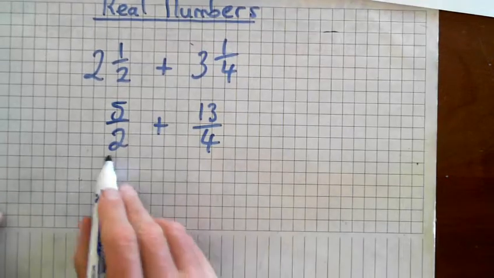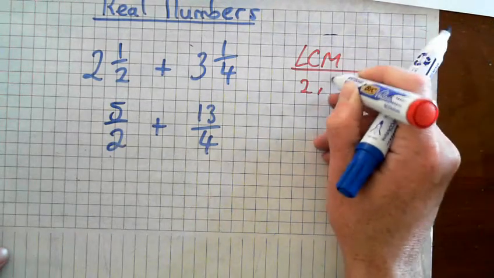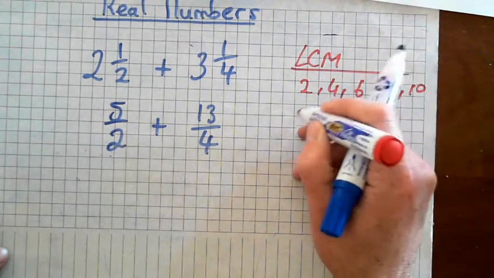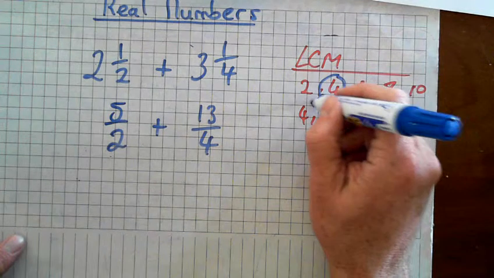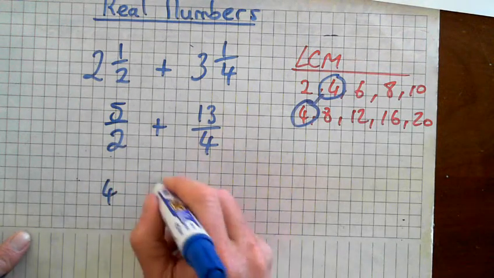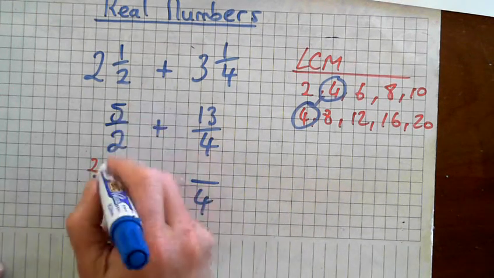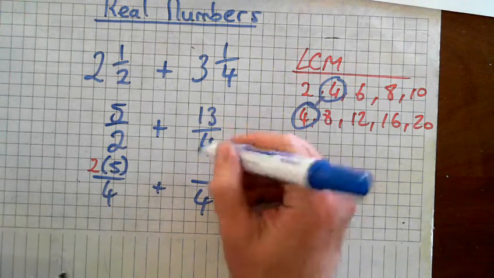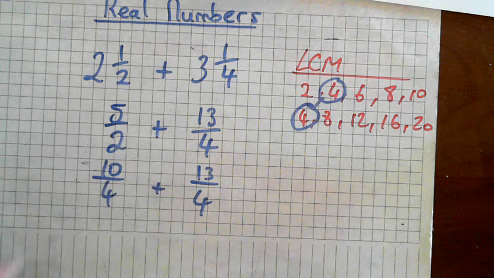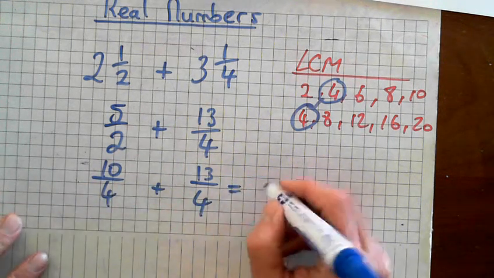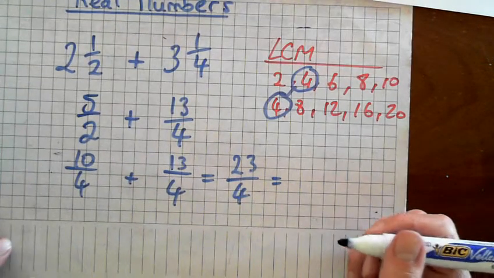What's wrong with the sum? I need an LCM. 2, 4, 6, 8, 10, and I need a 4, 8, 12, 16, 20. What's the lowest common multiple? 4. 2 and 4 goes twice. 5. And over here it's 13. So 2 times 5 on the left is 10. What's 10 over 4 plus 13 over 4? 23 over 4. Alright? I can write it as 23 over 4.